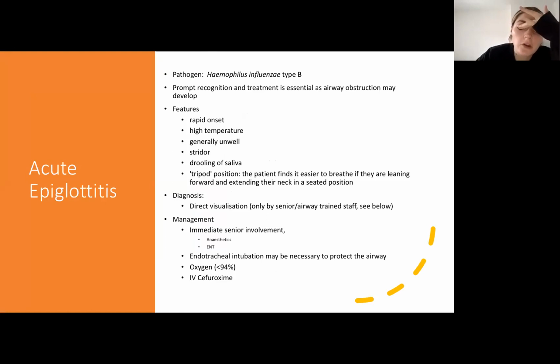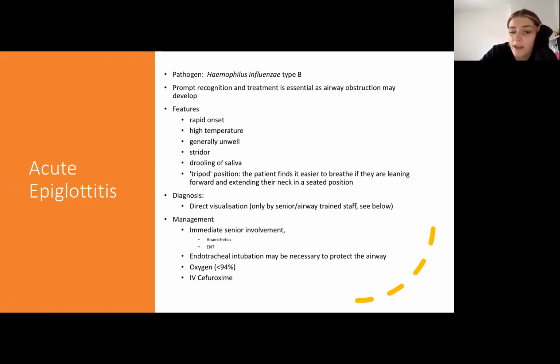So just a little bit about acute epiglottitis. It's caused by Haemophilus influenzae type B, so HIB, which sometimes could be shortened to that in an exam. It's essential because you need to recognise and treat this really quickly, because airway obstruction is critical. So it happens really fast.